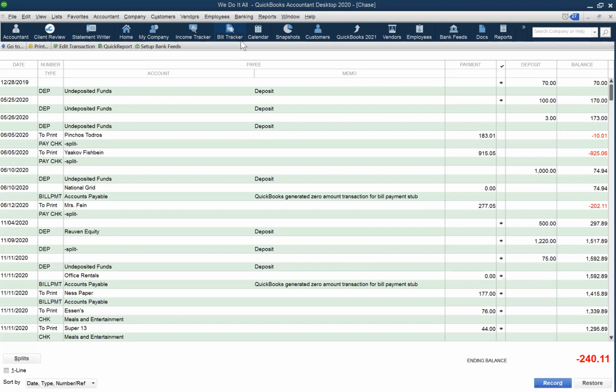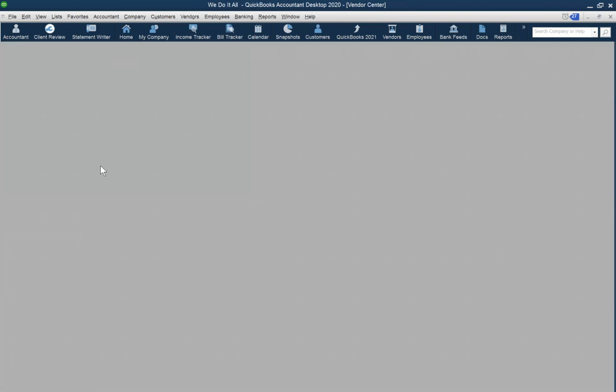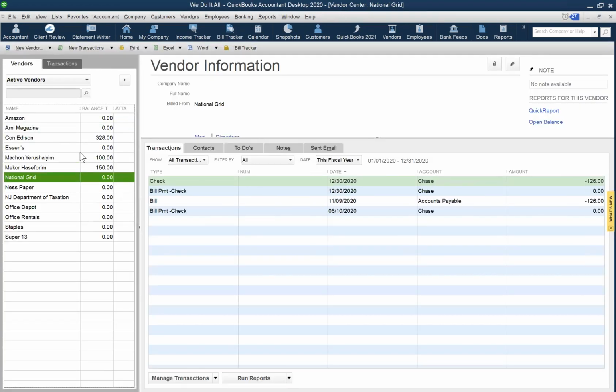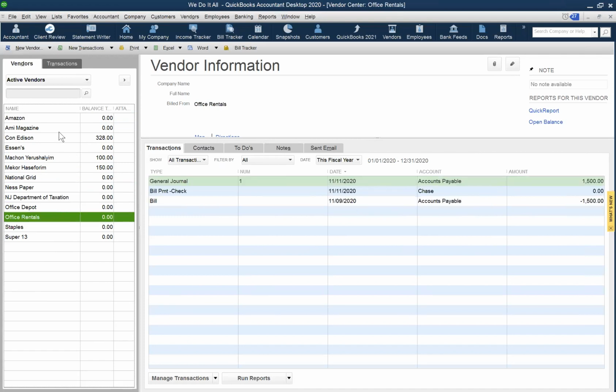You did the check to National Grid. You had to have done it, because otherwise you would have $126 less drawn; you would have negative 114. So obviously you did it. The question is how you did it. Did you write the check? If you go to the vendor center, do you still have 126 outstanding or not?